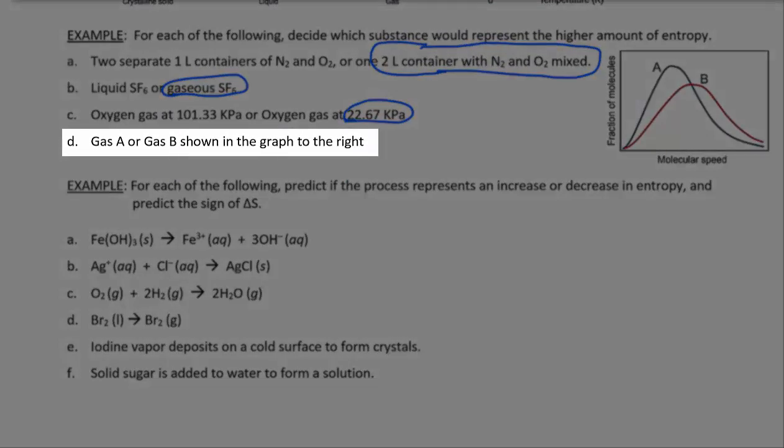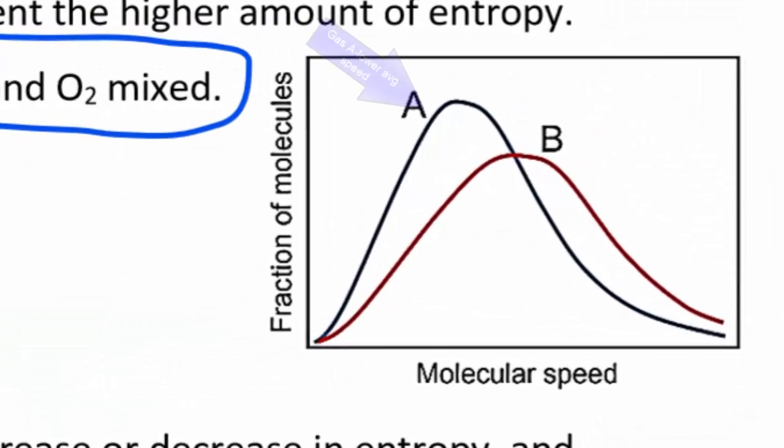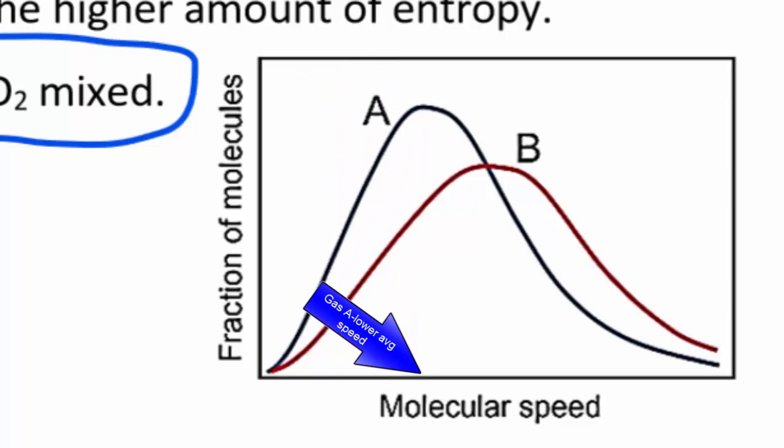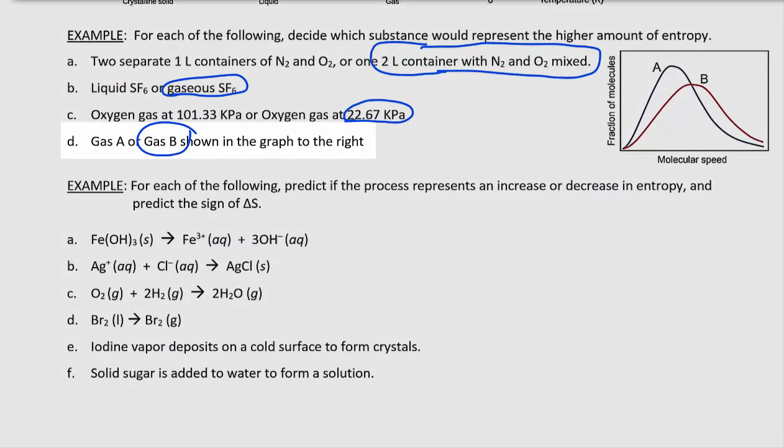Gas A or gas B shown in the graph to the right. So let's look at this. Gas A has a lower average molecular speed than gas B. So gas B has a higher average molecular speed, therefore it has higher average kinetic energy, and therefore it has higher average temperature. So gas B would have a higher entropy.